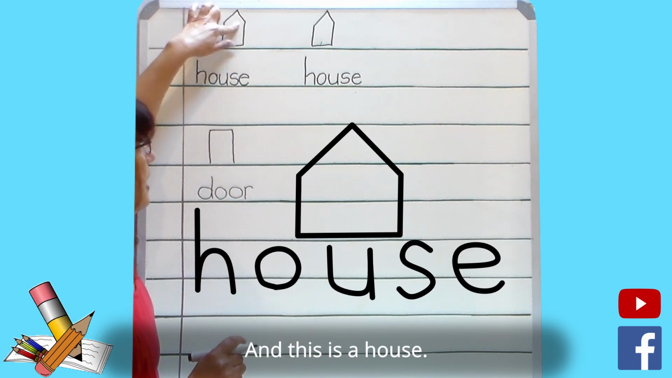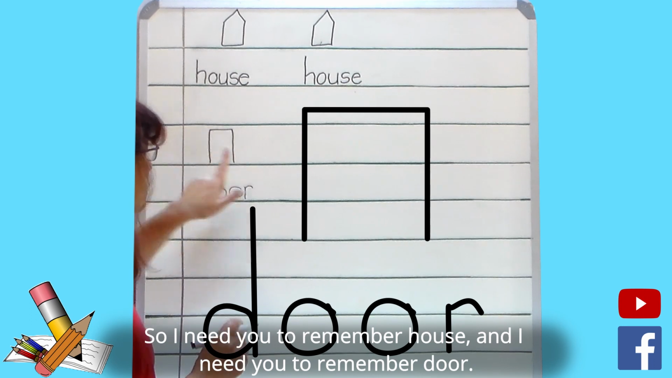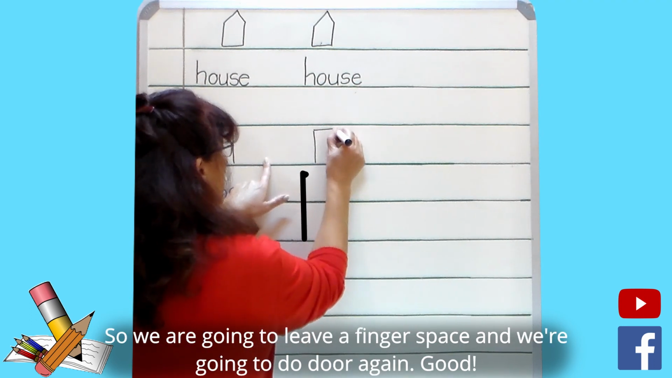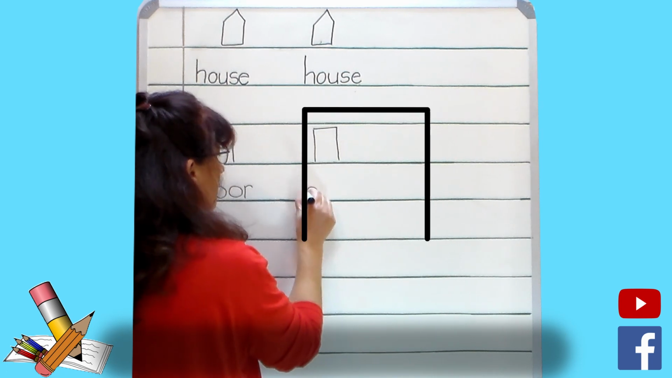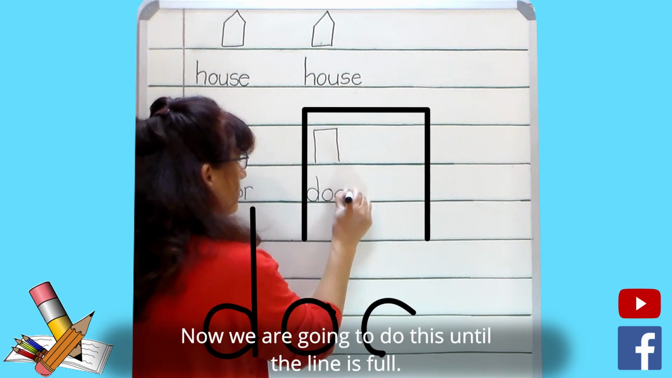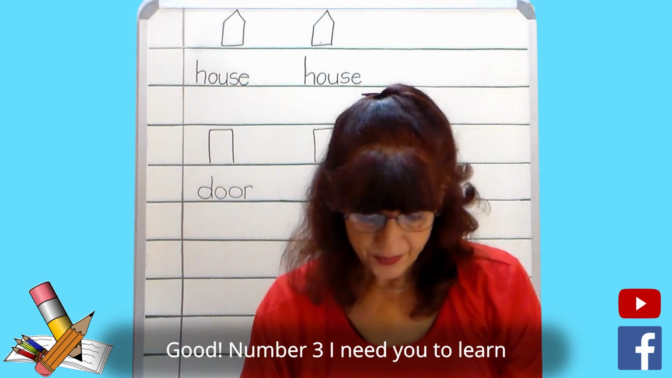And this is a house. So I need you to remember house, and I need you to remember door. So we're going to leave a finger space, and we're going to do door again. Good. Now we're going to do this until the line is full.